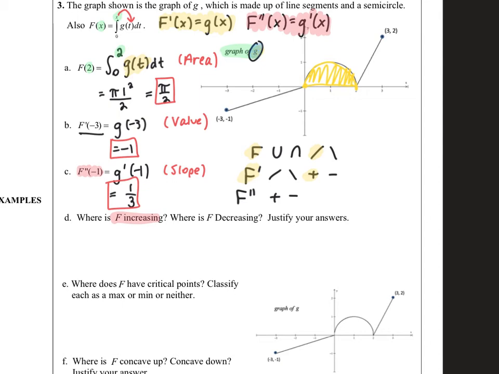But what I established earlier is that f prime equals g. So even though this is labeled as the graph of g, this is really f prime in disguise. So I'm really looking at that f prime graph. And I see that f prime, this graph, is positive where this is above the x-axis, which is on the interval from 0 to 3. So f is increasing on the interval from 0 to 3 because f prime equals g is positive.